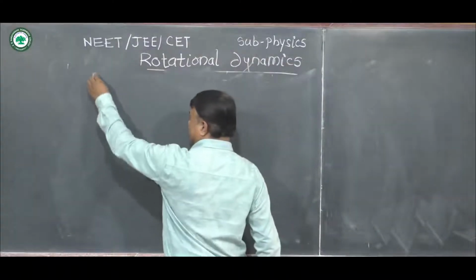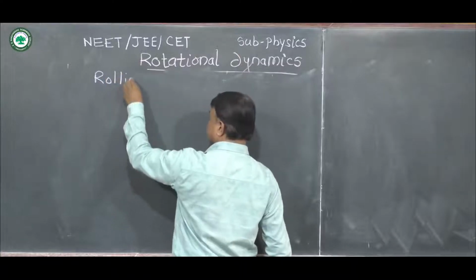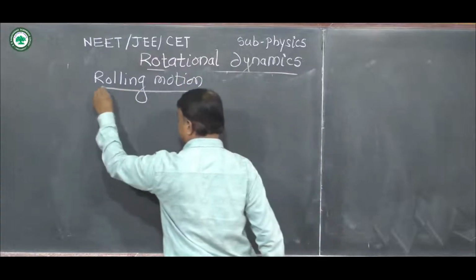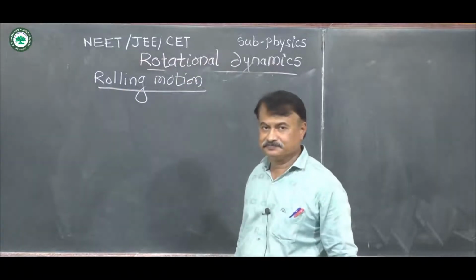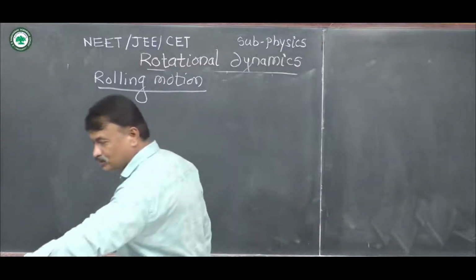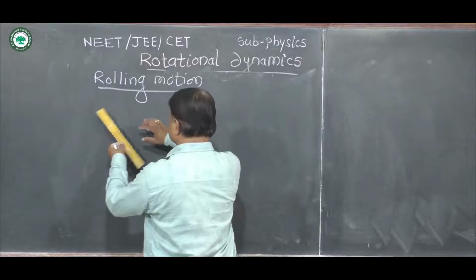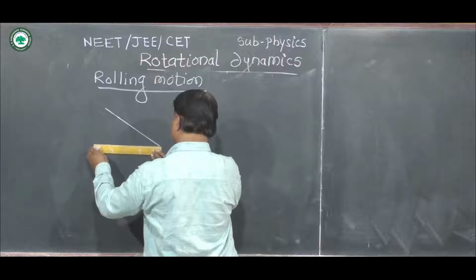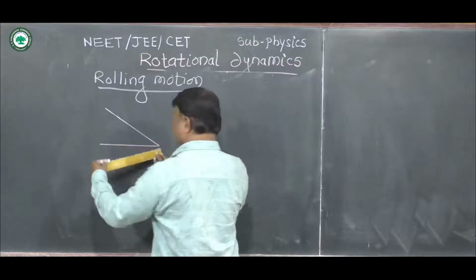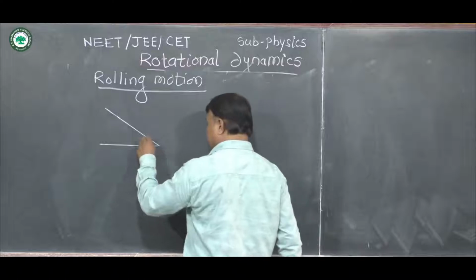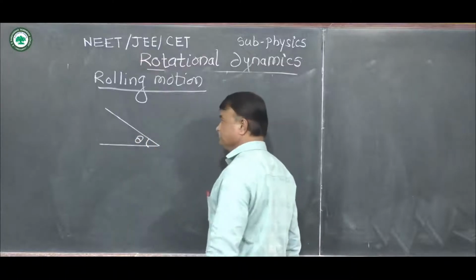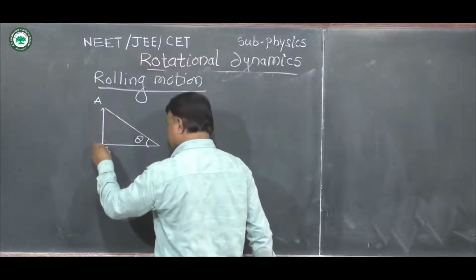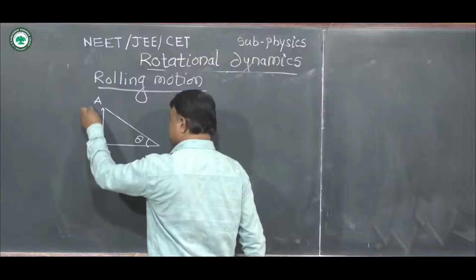Now we have to study about the rolling motion. Rolling motion of any body without slipping. For that purpose, we consider a diagram. Here the angle between two surfaces is given by theta. This is point A and this one is point B. The distance between AB is given by h.